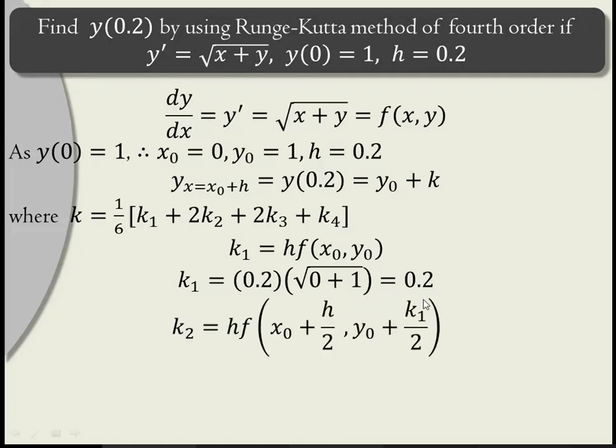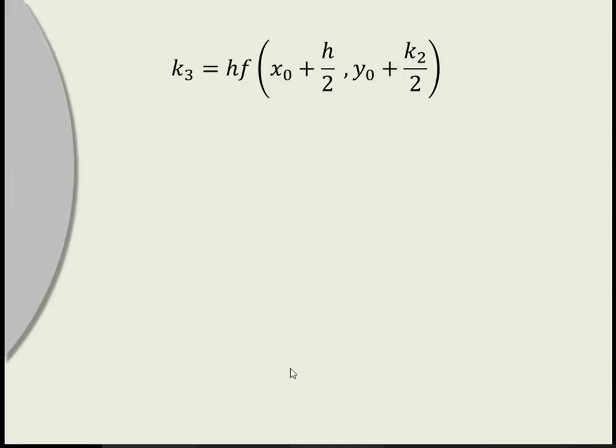K2 will be h into f of x naught plus h by 2, y naught plus k1 by 2. X naught is 0 plus 0.2 by 2 will be 0.1. Y naught is 1 plus k1, k1 is 0.2, divided by 2. So simplify it, put those values into this function and multiply it by h and simplify the terms. So that gives us k2 as 0.2191.